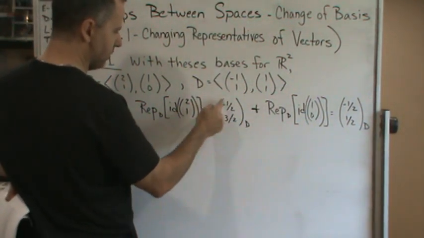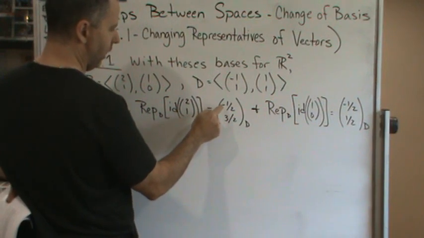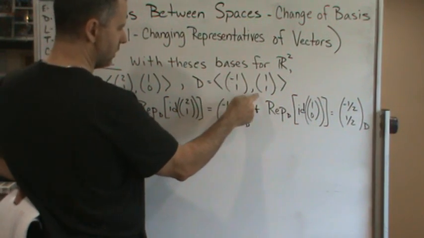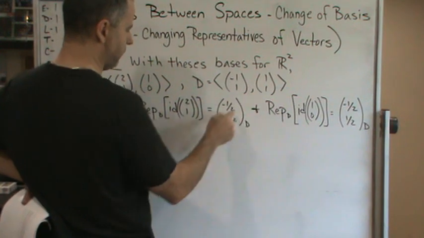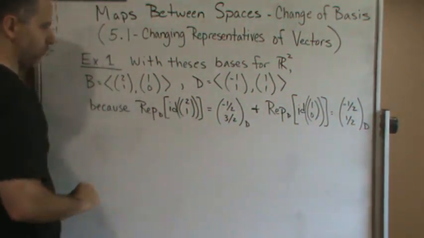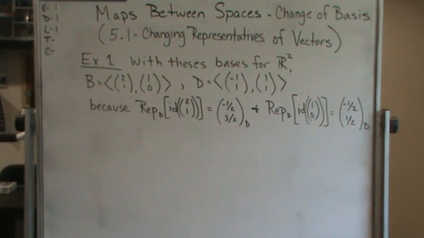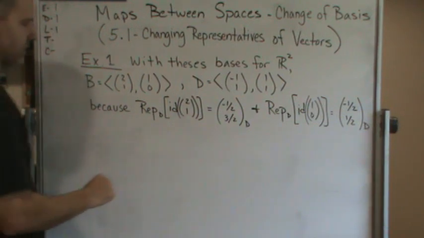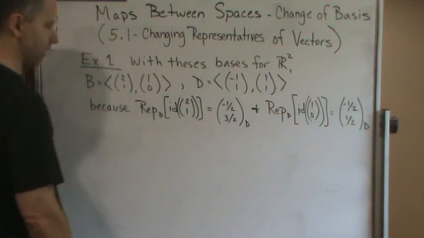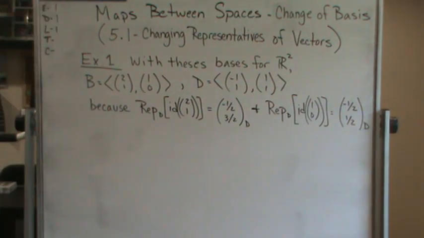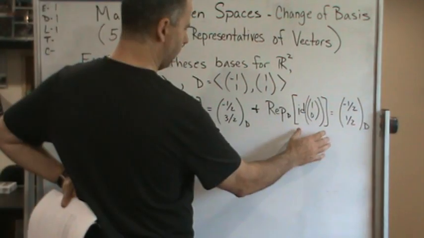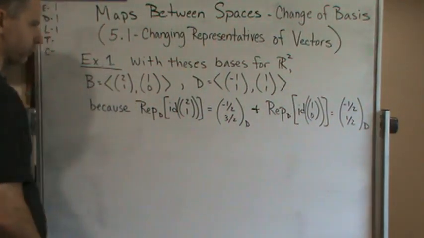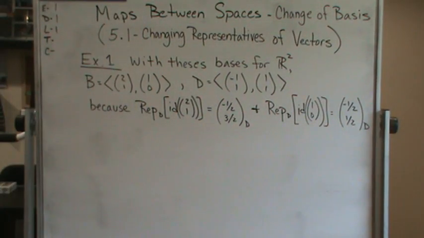So remember, this is the coefficient matrix. So if I take -1/2 times this plus 3/2 times this vector, I'll get 2, 1. Okay, so this is the representation with respect to the basis D. Okay, and similarly over here for 1, 0. Okay, so just keep that in mind. Just a little bit of review of what we've done in the past.